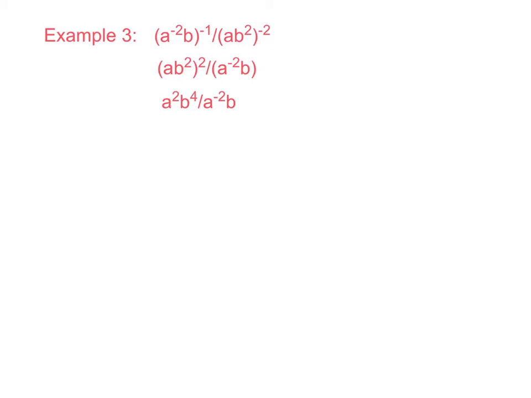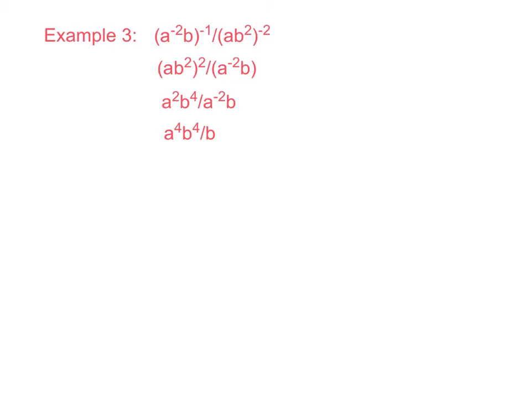But taking it a step at a time, I'm going to first get rid of the parentheses, which leaves me with a squared b to the 4th in the numerator over a to the minus 2b in the denominator. Now I'm going to take the a to the minus 2 in the denominator and bring that up. And also we've got b's here that we can cancel, but let's just bring a up first of all. So now we have a to the 4th, b to the 4th in the numerator, and b in the denominator.